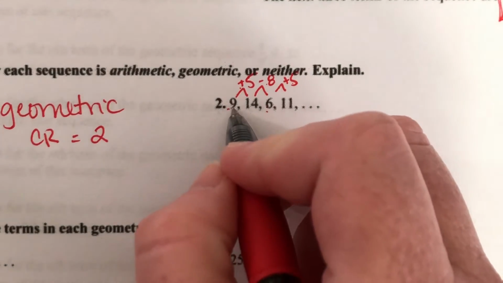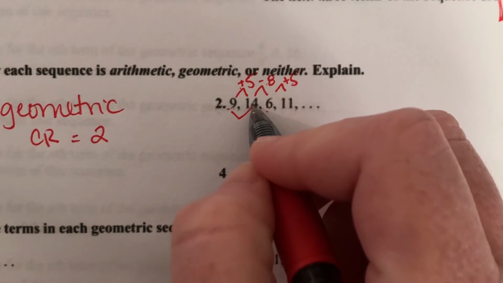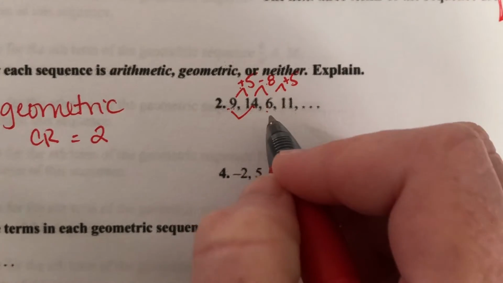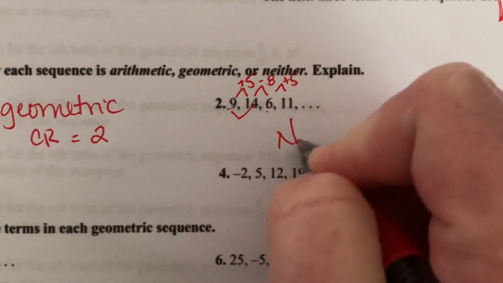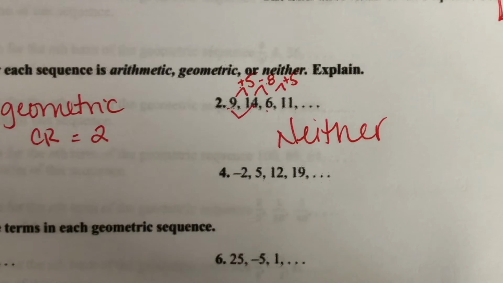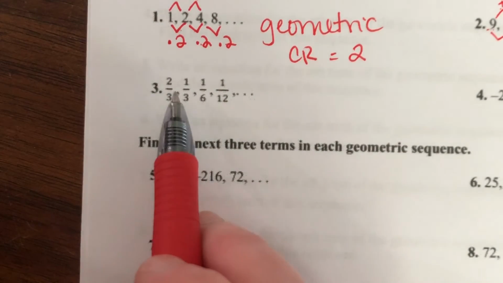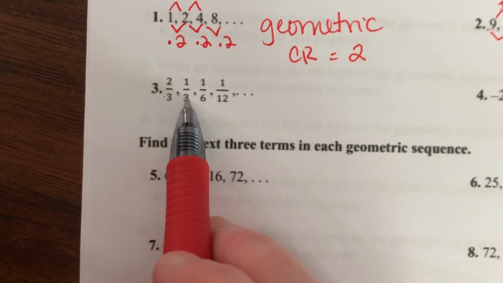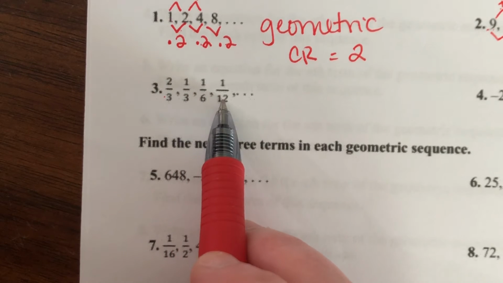All right, to get from 9 to 14, was there anything I could multiply or divide by? No. 14 to 6? No. 6 to 11? No. I don't recognize anything. So this is neither. This is not arithmetic or geometric. I'm not doing anything the same over and over. Number 3, to get from 2/3 to 1/3, I subtracted a third, right? 1/3 minus 1/3 would be 0. 0 minus 1/3 would be -1/3.